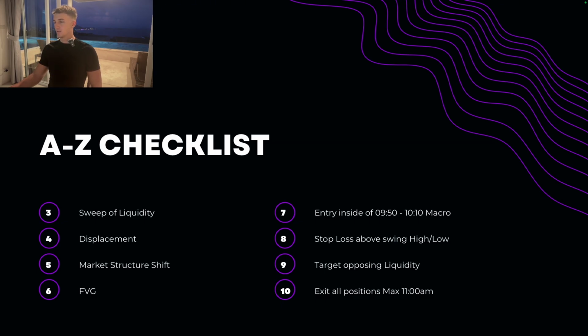Okay, so ICT has always mentioned that when you're trading the silver bullet, your times are from 10 to 11. That's your silver bullet hour during New York session. However, if you listen carefully and pay attention to the mentorship, he does mention to always enter inside of the 9:50 to 10:10 macro. Your entry must be inside of this 20-minute time window.